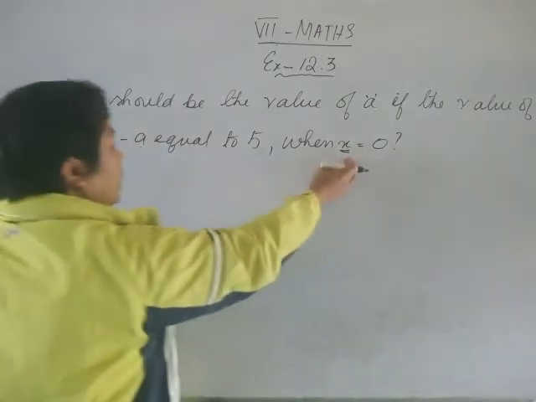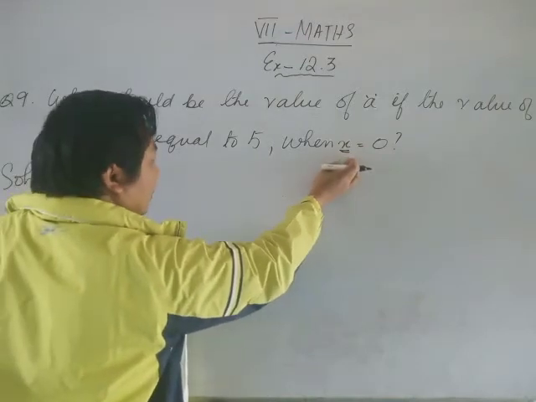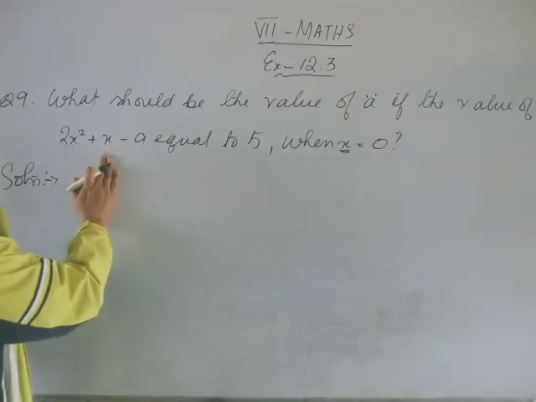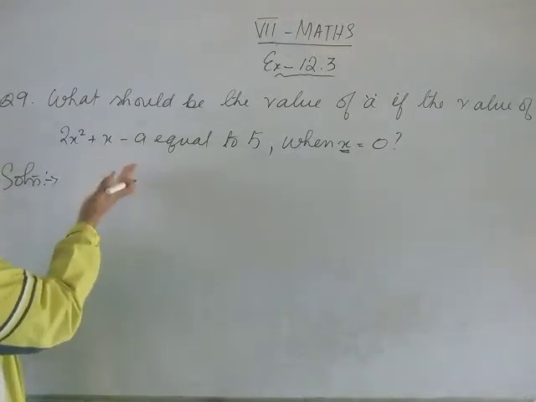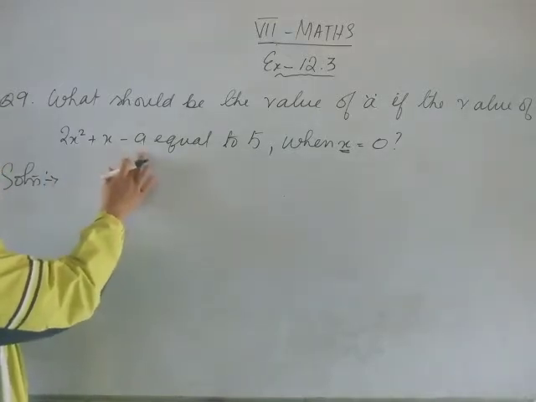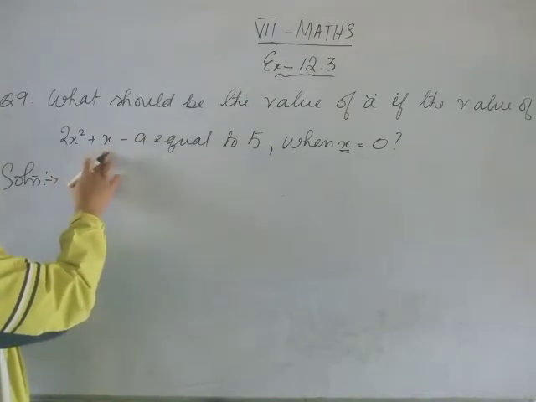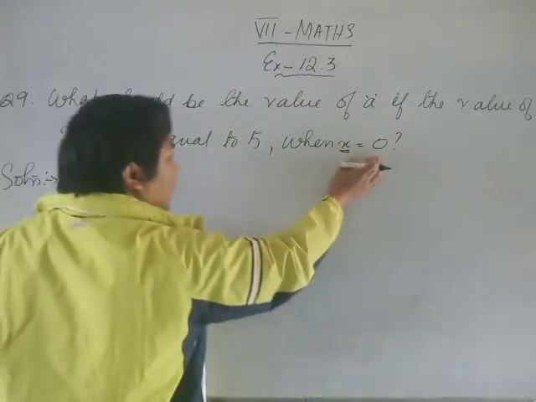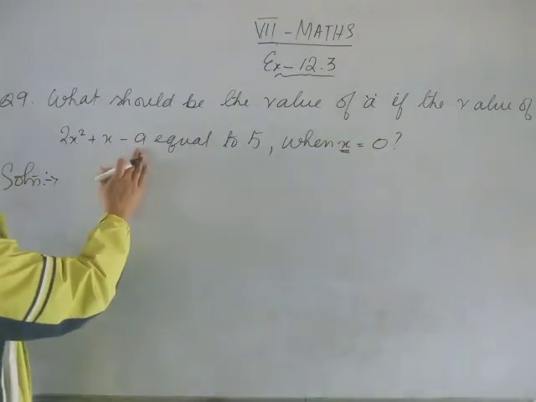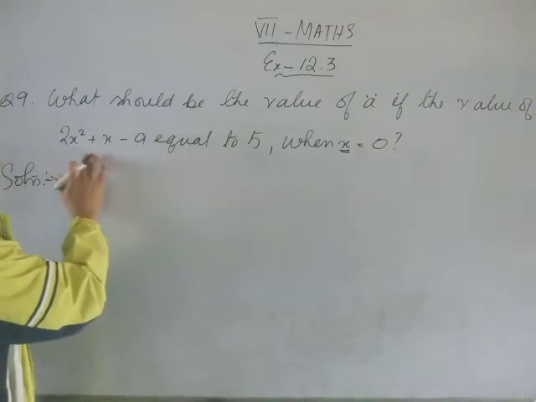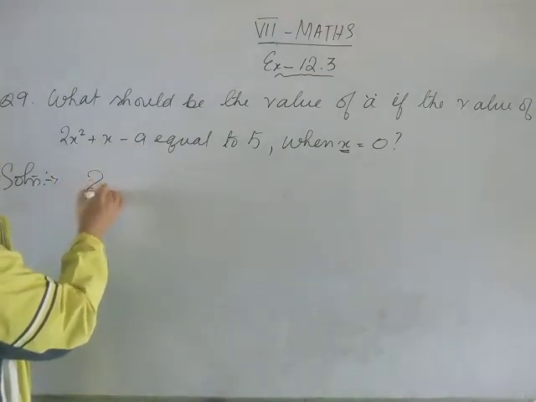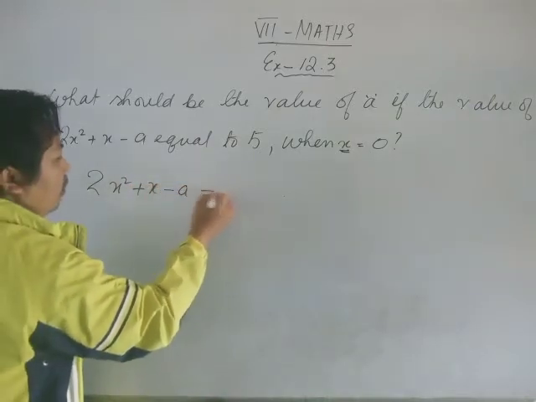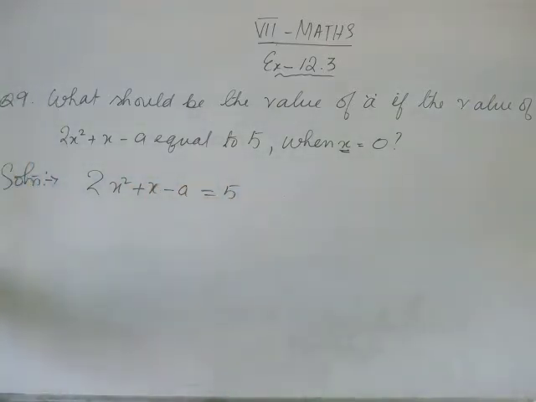The x value is given here as 0, and now we are going to find out the value of a. See, in this expression there are two variables, x and a. The x value is given as 0. From this equation, twice x squared plus x minus a equal to 5, we are going to find out the value of a.